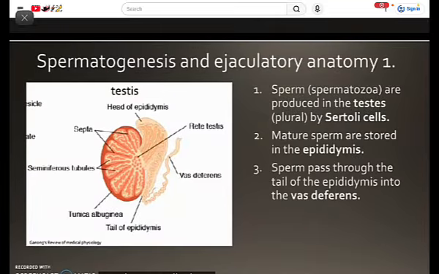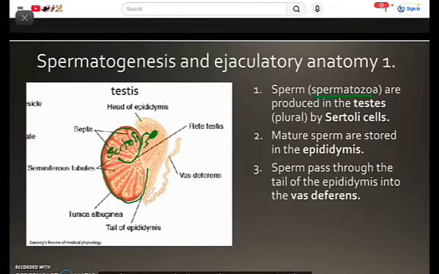When we talk about spermatogenesis and ejaculatory anatomy, we're going to share some of the same organs and pathways, but everything before the prostate is going to be separate from the urinary anatomy. Here we have a picture of the testes, and the testes are where the sperm are going to be produced and stored. Sperm, properly known as spermatozoa, are going to be produced by Sertoli cells within the testes itself. And then they're going to be transferred and stored within the epididymis.